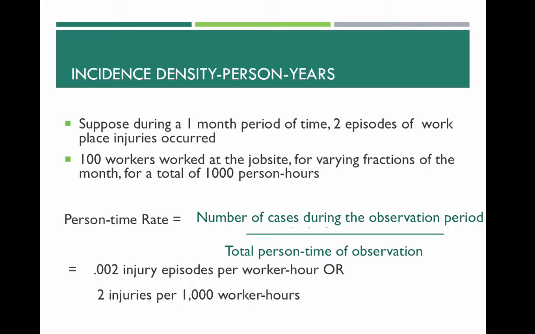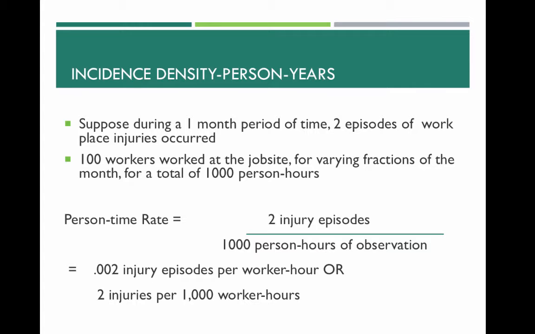So we would calculate a person time rate, which is defined as the number of cases. So the numerator is the same as the original incidence rate, the number of events, and then the denominator is this total person time of observation. So we had 2 injury episodes, and we had 1,000 person hours of observation. So our incidence rate then becomes 0.002 injury episodes per worker hour, or alternatively, we could report this as 2 injuries per 1,000 worker hours.